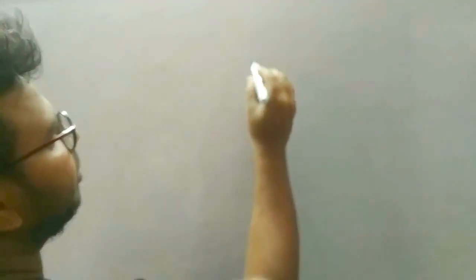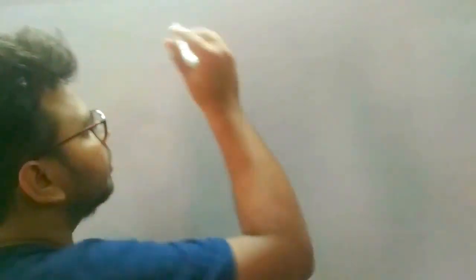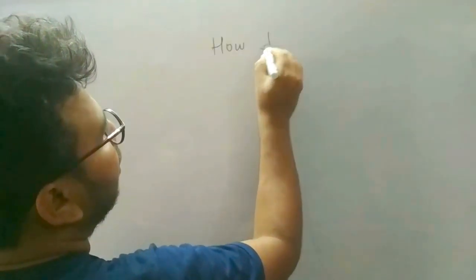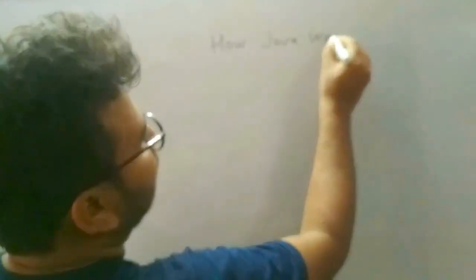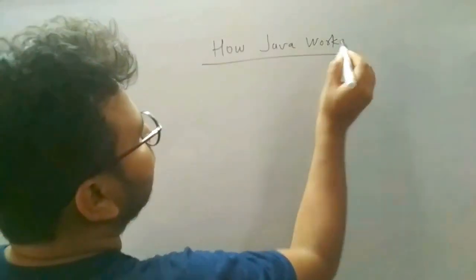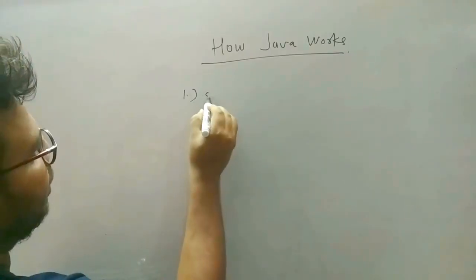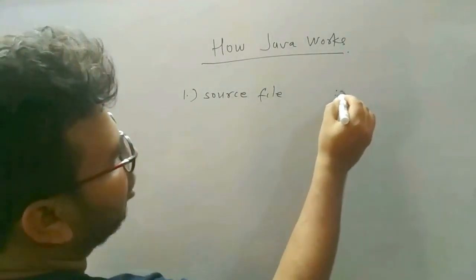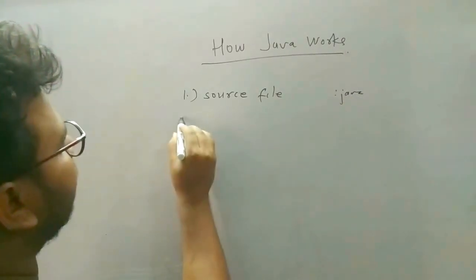So today's topic for learning is how Java works. So let me write it here. How Java works. First of all, we have to write a source file. Source file, that is a .java file.